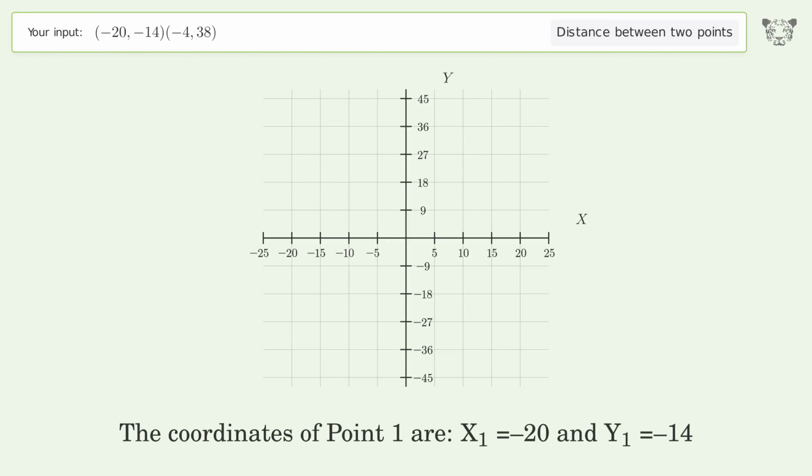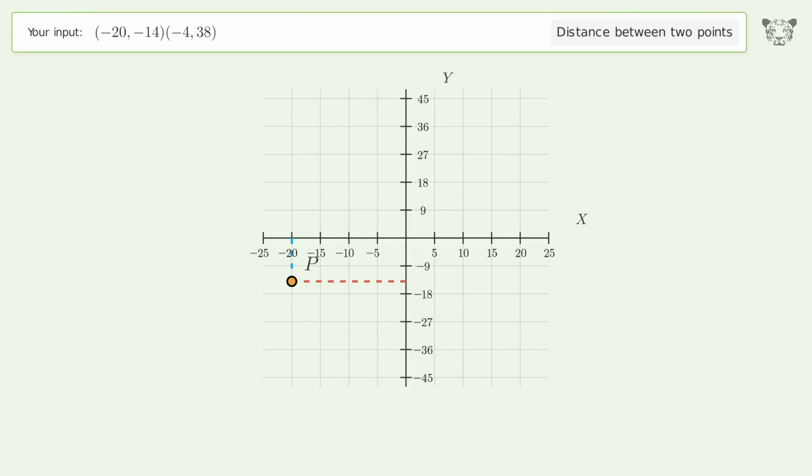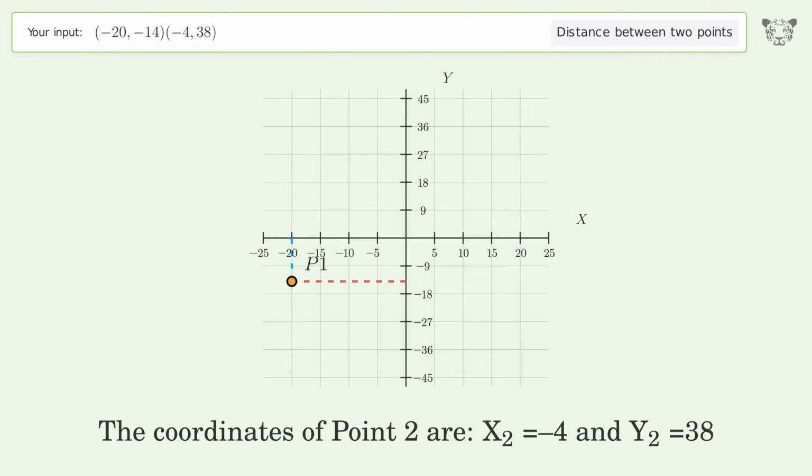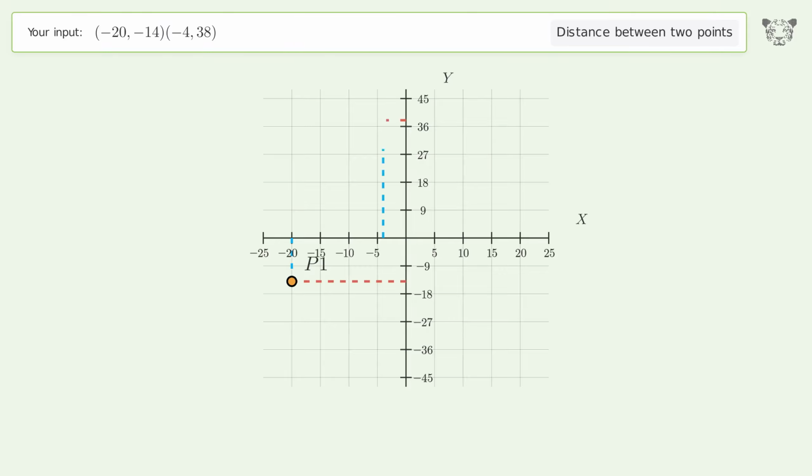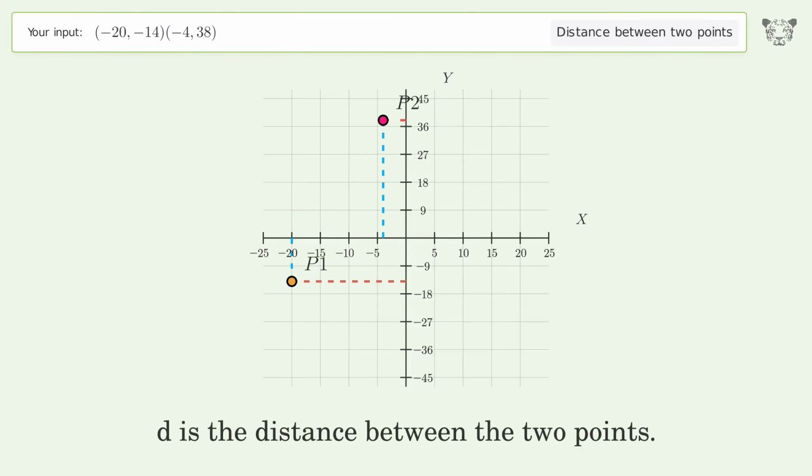The coordinates of point 1 are x1 equals -20 and y1 equals -14. The coordinates of point 2 are x2 equals -4 and y2 equals 38. D is the distance between the 2 points.